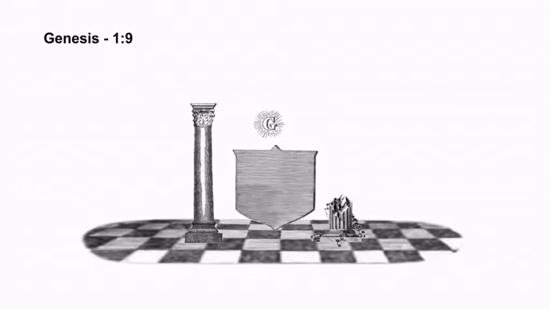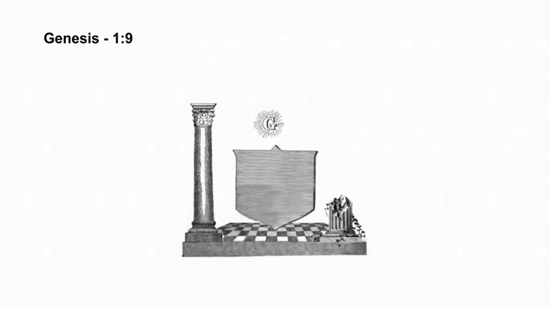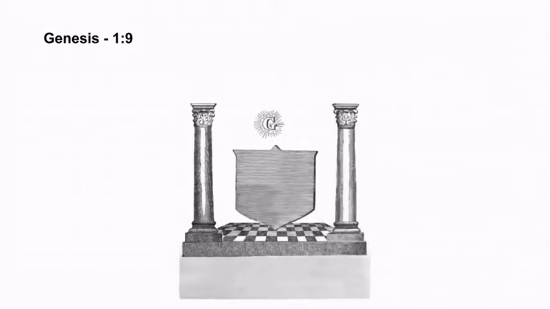And God said, "Let the water under the sky be gathered to one place, and let dry land appear." And it was so. And God called the dry land earth, and the gathering together of the waters called he seas. And God saw that it was good.